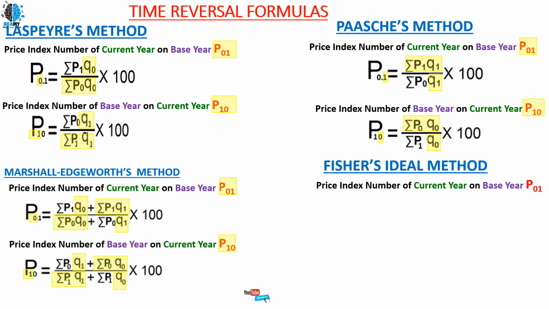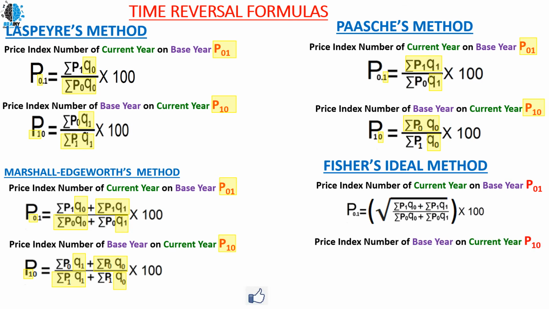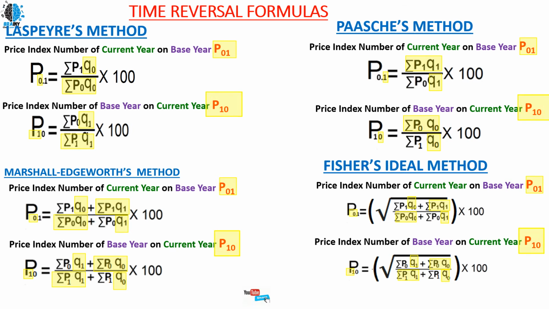Geometric mean means the same Marshall-Edgeworth method we will be having, but the entire formula will be within a square root. So within the square root I have this formula P01. Next, the same P10 formula within square root I will be having. So same as discussed in Marshall-Edgeworth, we have the same in Fisher's ideal method for P01 and P10. These are all our time reversal formulas which we are going to use in our time reversal test of consistency of index number.